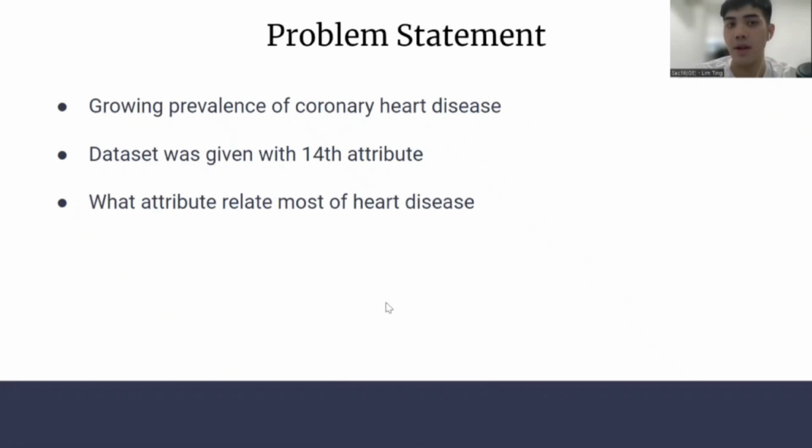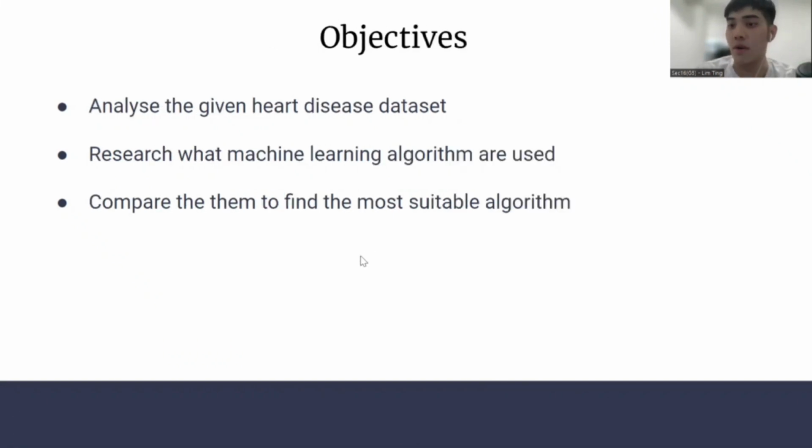The main problem that we faced was, of course, the growing prevalence of coronary heart disease, meaning there is an increasing rate of people that have this disease. We were given a data set that has 14 attributes, and we were tasked to find the most relevant attributes that contribute to this heart disease. So our main objective is to analyze the data set that was given, and do some literature review on what machine learning algorithms have been used before. So we can compare these algorithms against each other and find the most suitable algorithm that can be used to determine the features that relate to or can cause heart disease.